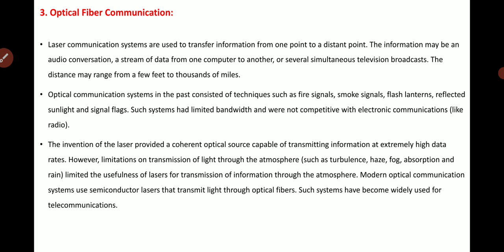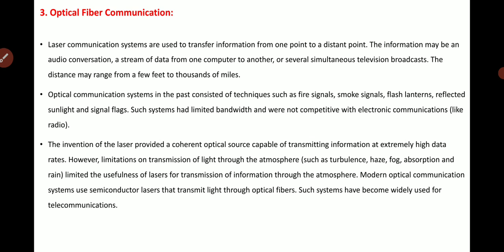Optical communication systems in the past consisted of techniques such as fire signals, smoke signals, flash lanterns, reflected sunlight and signal flags. Such systems had limited bandwidth and were not competitive with electronic communication like radio. Some techniques have been mentioned to you.